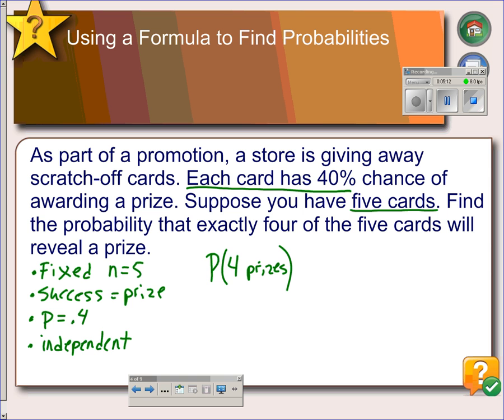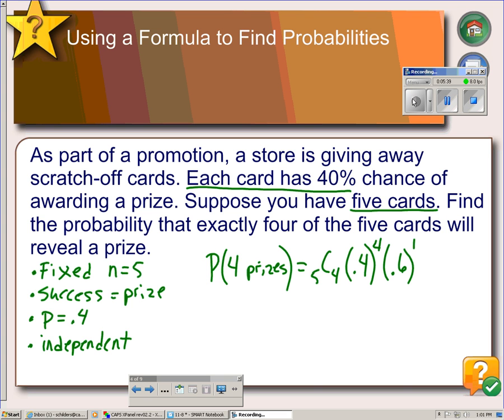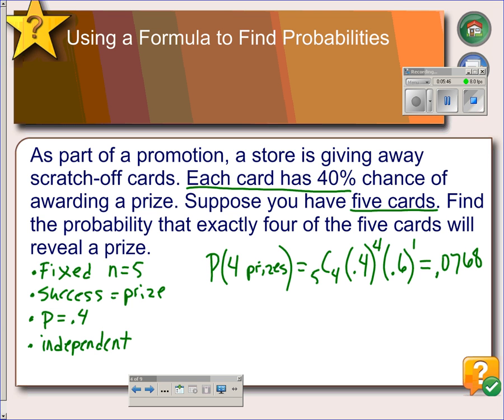out of 5 trials. So using our formula, n is 5, the number of successes we're looking for is 4, probability of success is 0.4, and this r value up here is the number of successes we're expecting. Probability of failure would be 0.6, and the number of failures would be 1. If we have 4 successes, we have 1 failure. That's how we would set it up, and we would get a probability of getting 4 prizes is 0.0768.